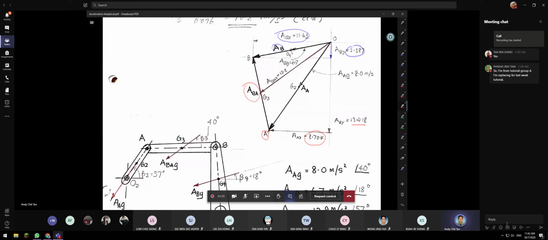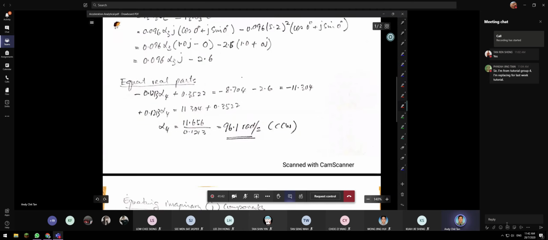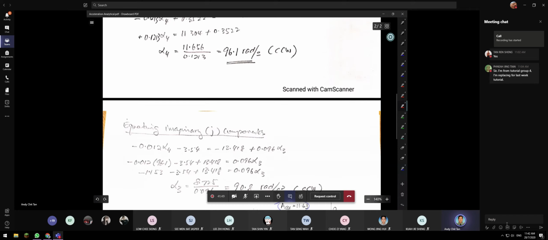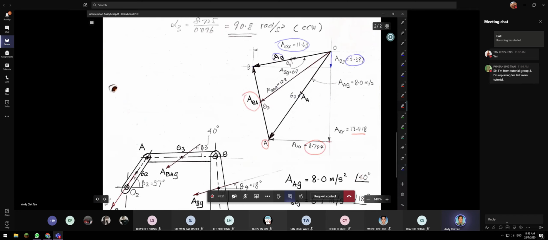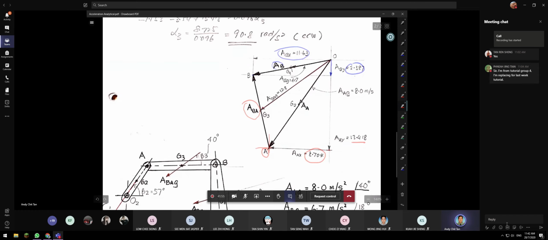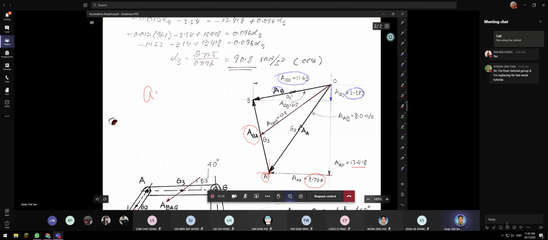If you want to be sure, you can now use this vector and you will get the same thing. Your vector should start from here, so you'll get the same idea. Now, how to find AG, the acceleration of the center. AG2 belongs to link number 2, so it's here. You locate the center, then you draw this line here, and this is your AG2.